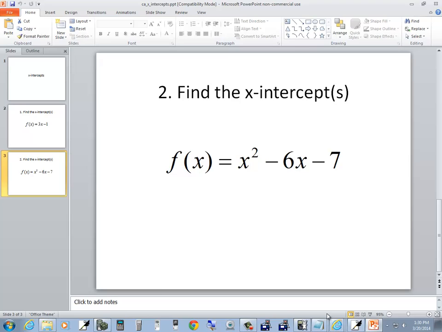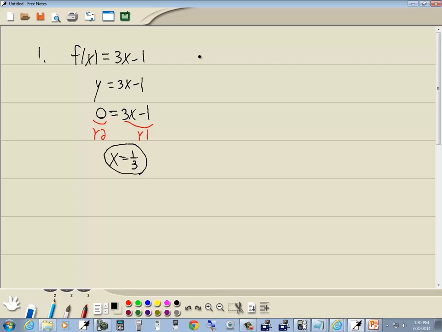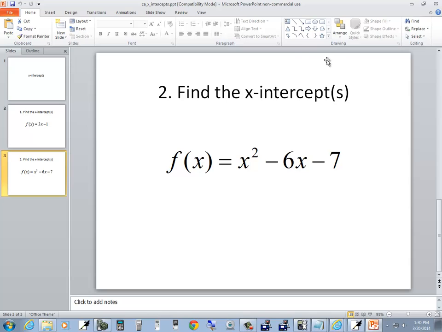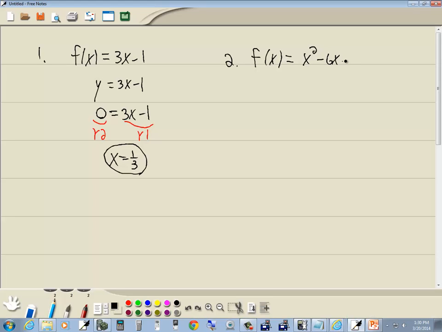Let's take a look at this one. That's our first example. This one we've got a quadratic. So we've got f of x is equal to x squared minus 6x minus 7. Again, to find the x-intercept, you always plug 0 into the other variable, and the f of x remember is y. So we'd have 0 is equal to x squared minus 6x minus 7.